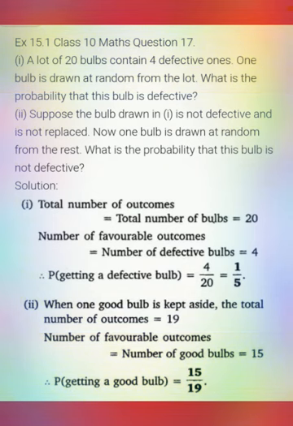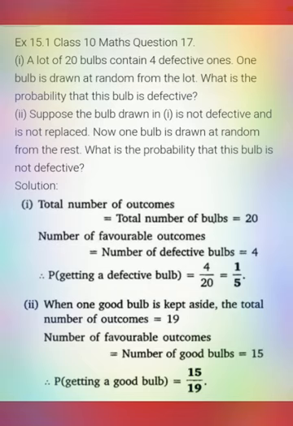Yes, question number 17. In question number 17, the first part: a lot of 20 bulbs contains 4 defective ones. One bulb is drawn at random from the lot. What is the probability that this bulb is defective? Okay, so part by part we will do the solution. Let us finish the solution of the first part, then let us move on to the second one.